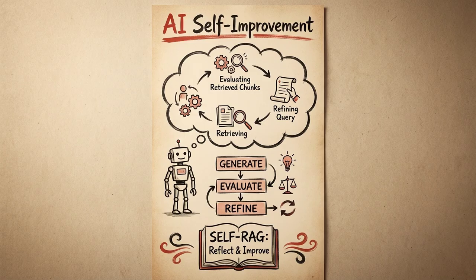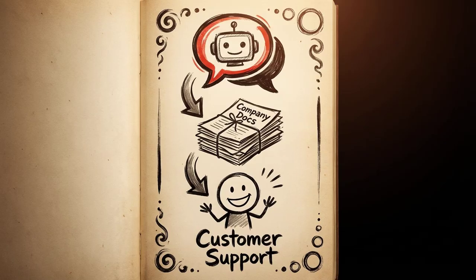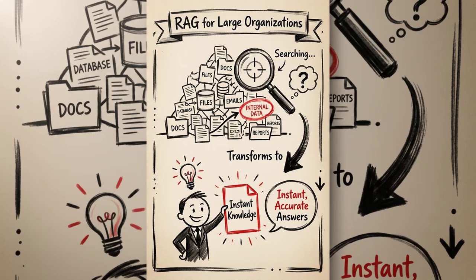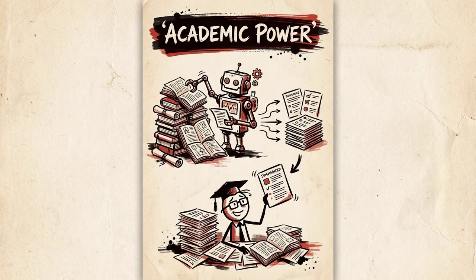process to improve accuracy. RAG is perfect for building customer support chatbots that can answer specific questions about your products or services using your internal documentation. For large organizations, RAG can transform how employees find information, providing instant, accurate answers from mountains of internal data. Researchers can use RAG to quickly synthesize information from vast academic papers, scientific journals, or legal documents, saving countless hours.